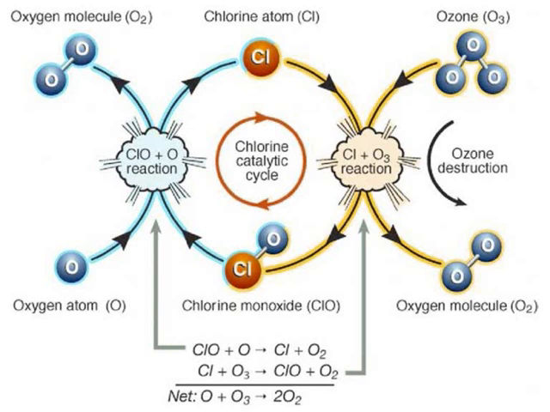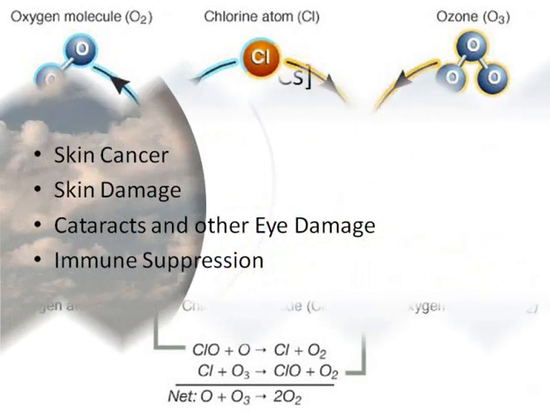Now this reaction can happen without the chlorine atoms being involved, but in normal cases the oxygen molecules and oxygen atoms can always regenerate ozone molecules. But with the chlorine atoms involved, ozone molecules are destroyed faster than they can replace themselves.